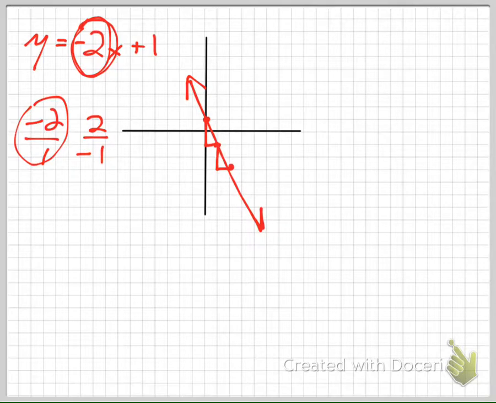A -2 is going to be a pretty steep slope. A -5 is going to be a very steep slope, right? That would be down 5 over 1. A -10 slope or even a 10 slope, that's going to be very steep. For you guys, that's going to look like this. A 10, up 10 over 1, is going to be almost straight up and down, agreed? The bigger the number, the steeper the slope.